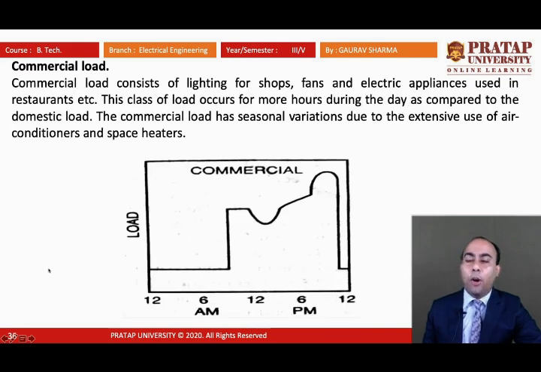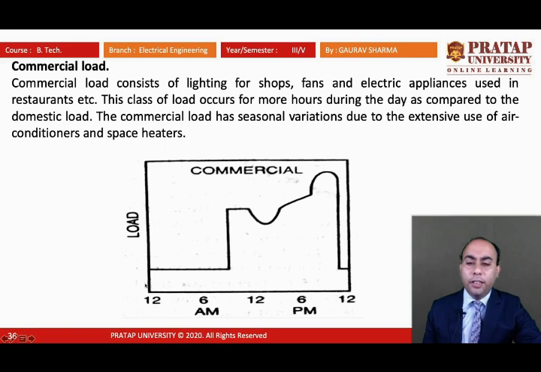Next is the commercial load. The commercial load consists of lighting for shops, fans and electrical appliances used in restaurants, etc. This class of load occurs for more hours during the day as compared to the domestic load. The commercial load has several variations due to the extensive use of air conditioners and space heaters.